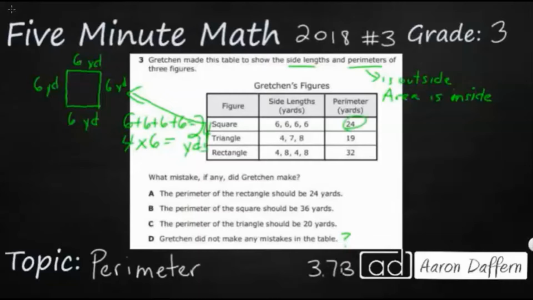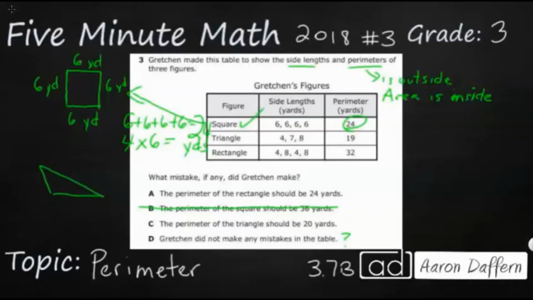And it looks like they've got 24 yards. So let's say the square is good to go. So we're going to actually cross off B since the square is good to go. Let's look at our triangle. Now our triangle is an interesting one. I'm going to try to draw it, but it might not be perfect here.